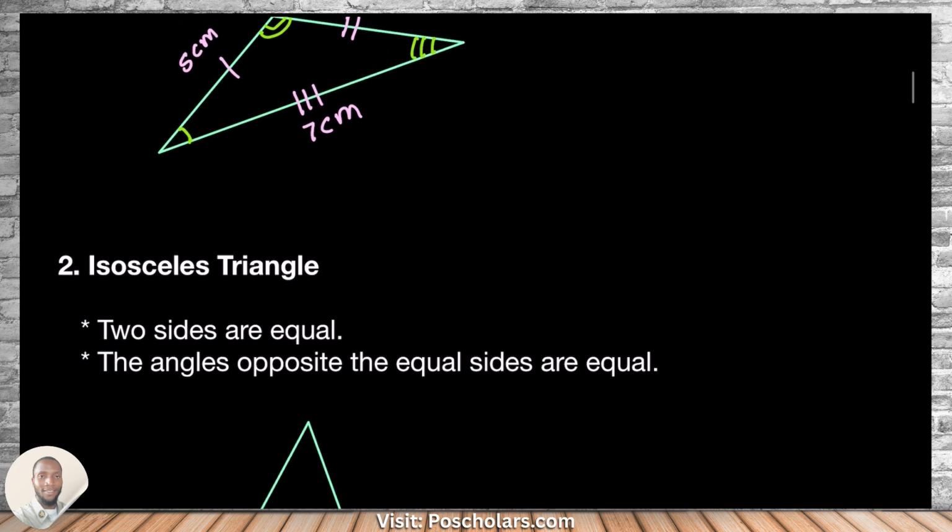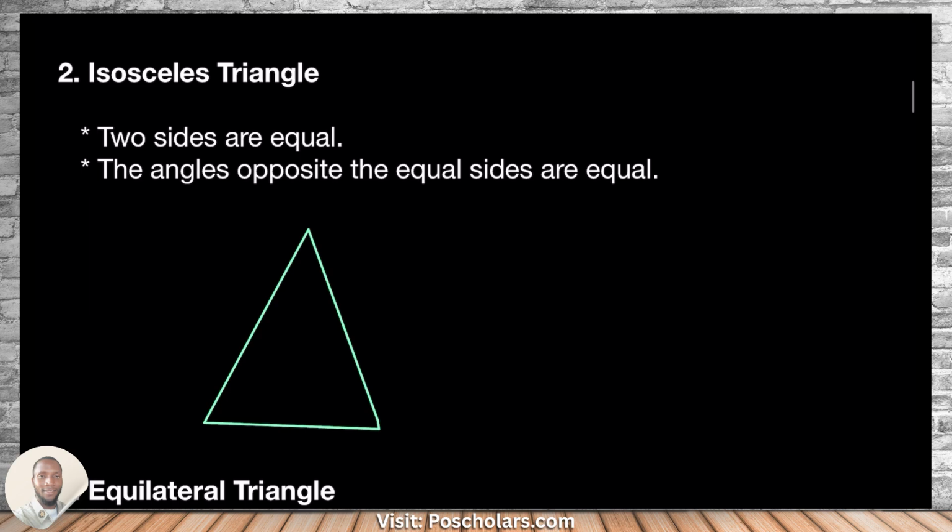The next type of triangle we have based on sides is called isosceles triangle. Let's check the properties. 2 sides are equal. The angles opposite the equal sides are equal. Looking at this triangle, it's telling us that this side is equal to this side, but it's not equal to this side. That's the property of an isosceles triangle. Only 2 sides are equal. Similarly, only 2 angles are also equal. That means this angle is equal to this angle, but it's not equal to this angle.